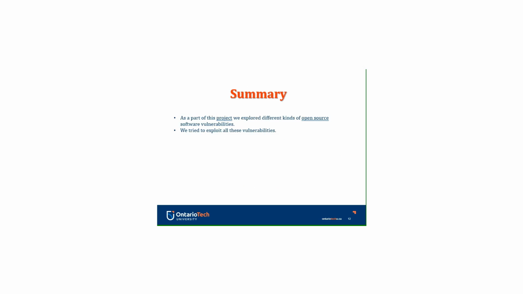So the summary is, as a part of this project, we explored different kinds of open source software vulnerabilities and we came to know how small weaknesses in the source code of the software can lead to major vulnerabilities which an attacker exploits to gain unauthorized access to the system. To explore further, we tried to exploit all these vulnerabilities in a virtual environment with the help of exploits available on GitHub.